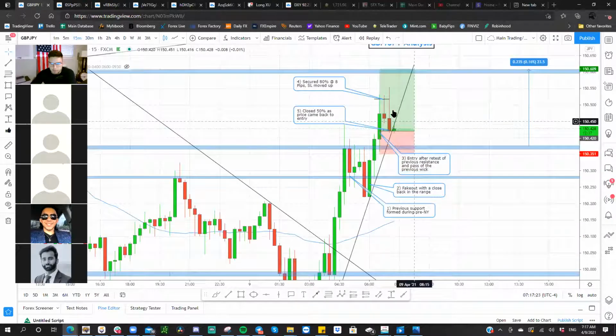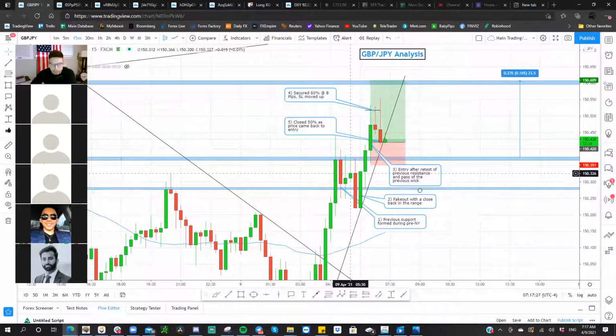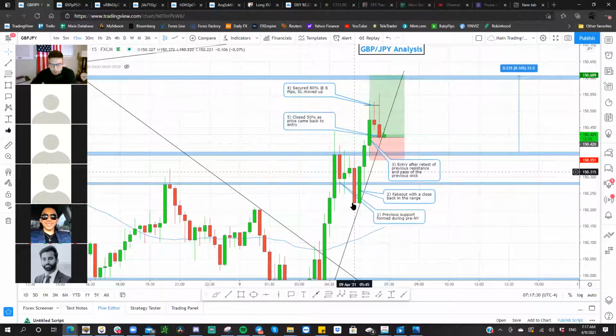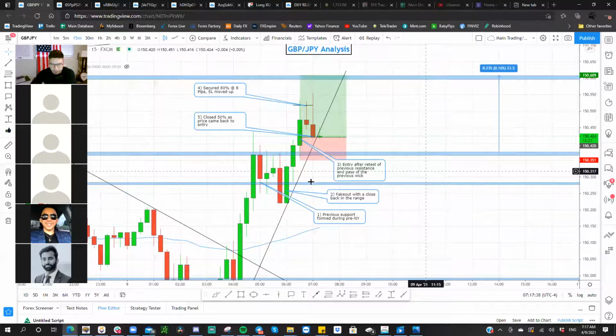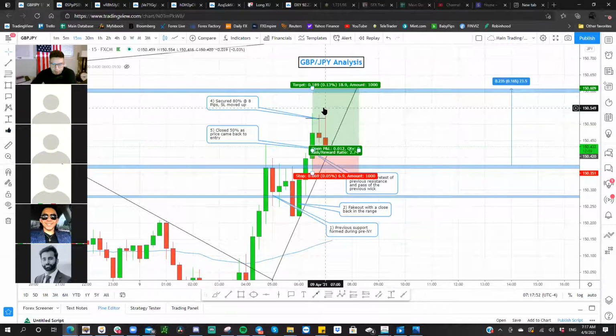We formed a support right over here with these candles at a previous resistance. Then we get a clean close below the support with no bottom wicks over here, and a close right back into the range. Now, I was saying over here, if it wasn't a Friday, you could have entered after this retest of the previous support and the pass of this candle right here. And you would have been up around 20 pips up here.